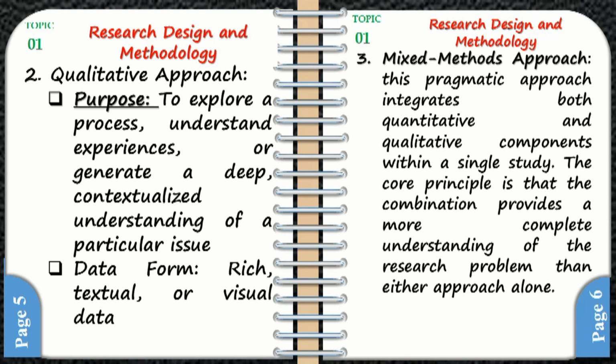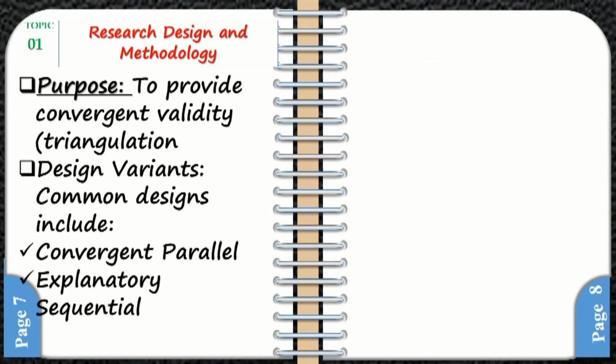The purpose of this approach is to provide convergent validity. We call it triangulation, or use qualitative data to explain quantitative results, or develop an instrument based on qualitative findings. The design variants that are used in this method are convergent parallel, collecting and analyzing both types of data simultaneously, then merging the results.